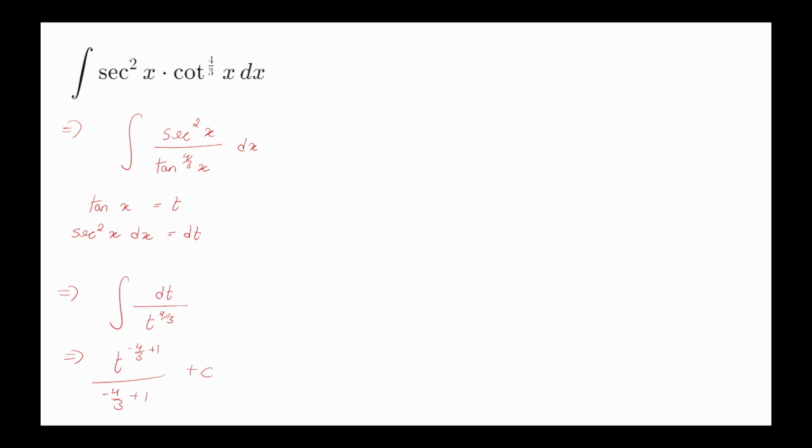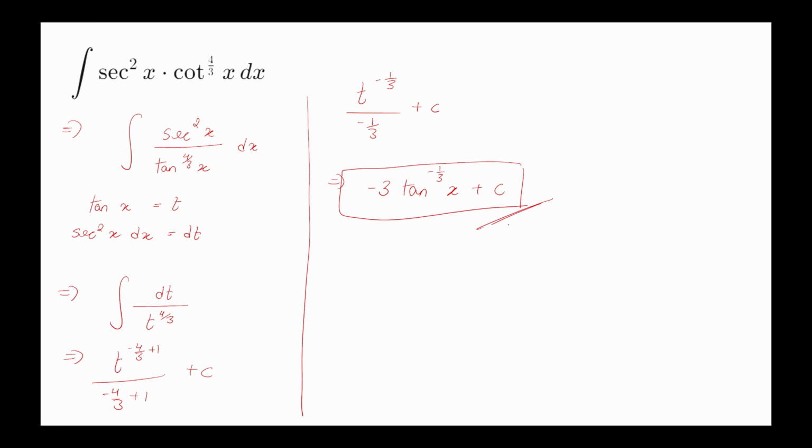And I would have a constant of integration multiplied next to it. So here I would have t to the power minus 1 by 3 upon minus 1 by 3 plus c. So what is my t here that I had assumed it to be? So this would become minus 3 times tan to the power minus 1 by 3 x plus c. This is my answer. So I hope you understand how you can simply replace and substitute your values.